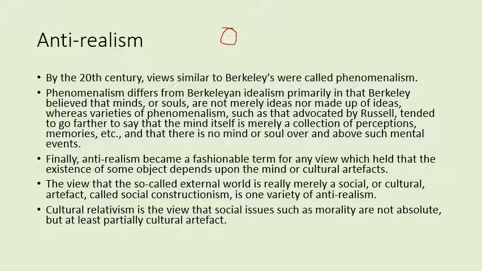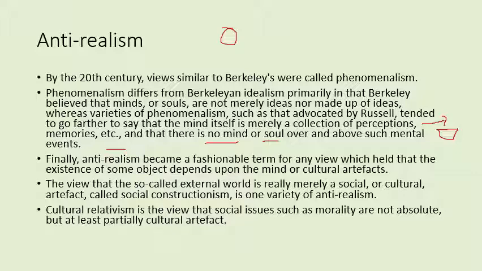It differs from Berkeleyan idealism primarily in that Berkeley believed that minds or souls are not merely ideas nor made up of ideas, whereas varieties of phenomenalism, such as that advocated by Russell, tended to go further to say that the mind itself is merely a collection of perceptions. So notice here, they are defining the mind. What is the mind? It is merely the collection of perceptions, your experiences and your memories over a period. And that there is no mind. They are even saying there is no mind or no soul over and above such mental events.